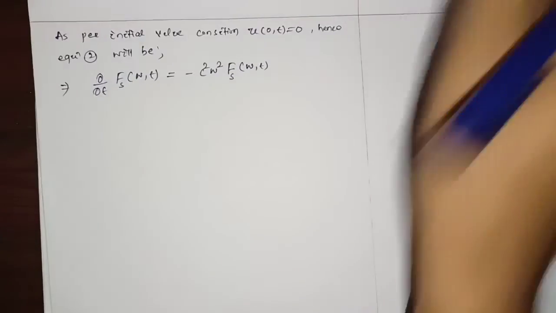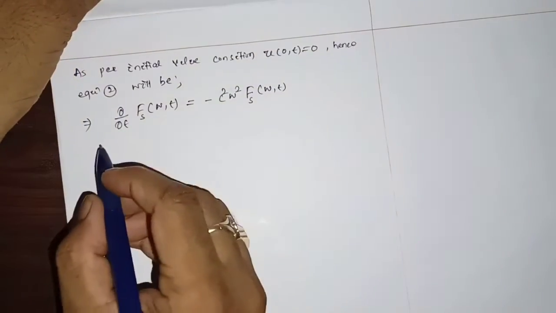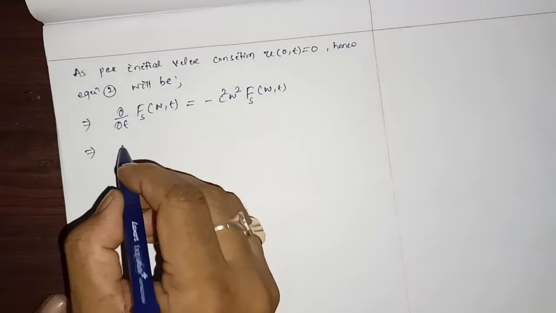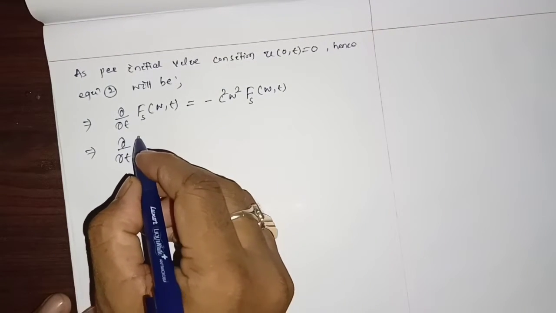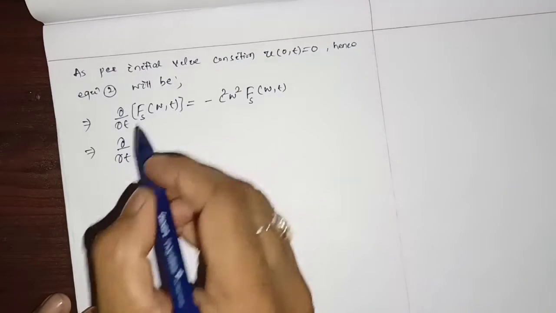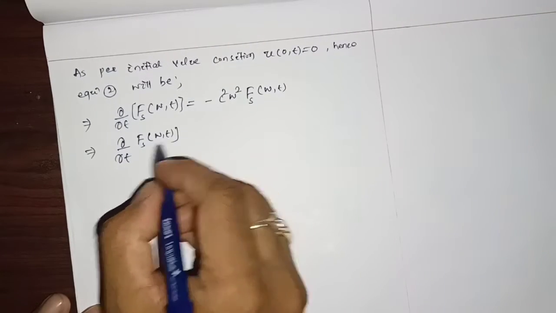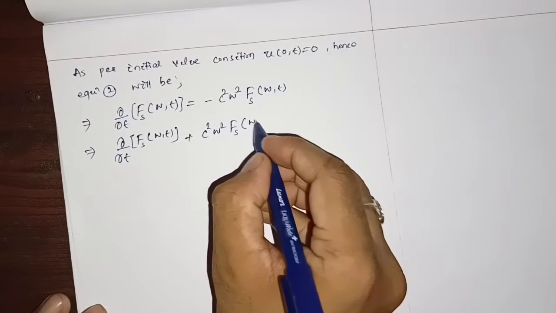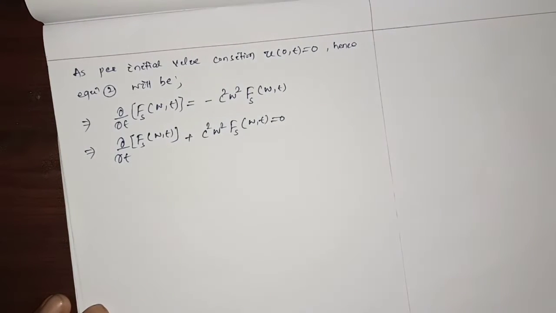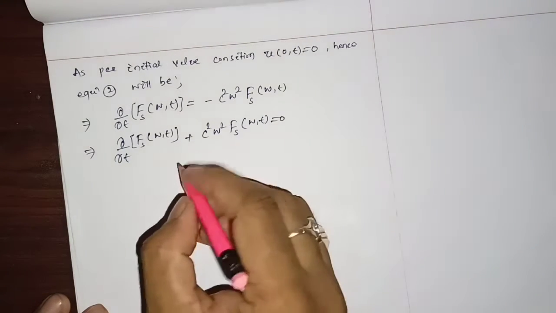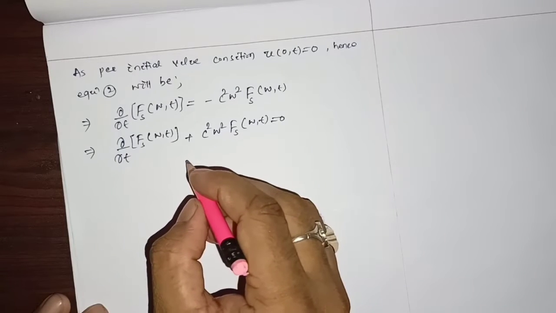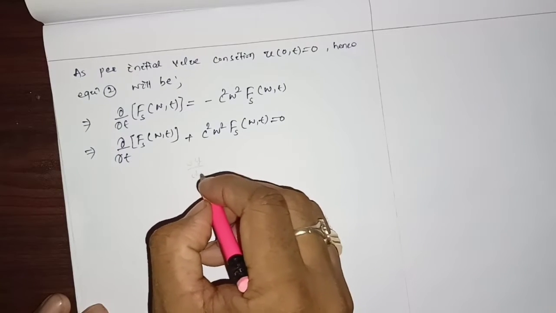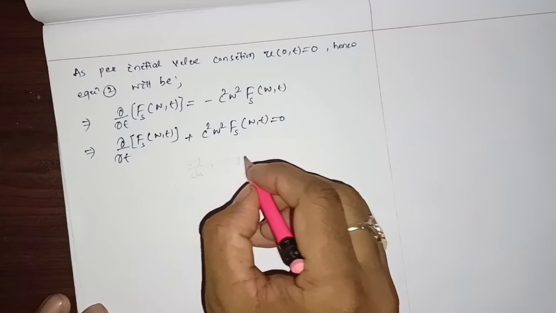Okay, so that implies, taking this to the left hand side, we have to write del by del t of capital Fs(omega, t), put it in the bracket, it will be better, plus c square omega square capital Fs(omega, t) equal to 0. So this is a first order differential equation, and that is like this: dy by dx plus m y equal to 0.